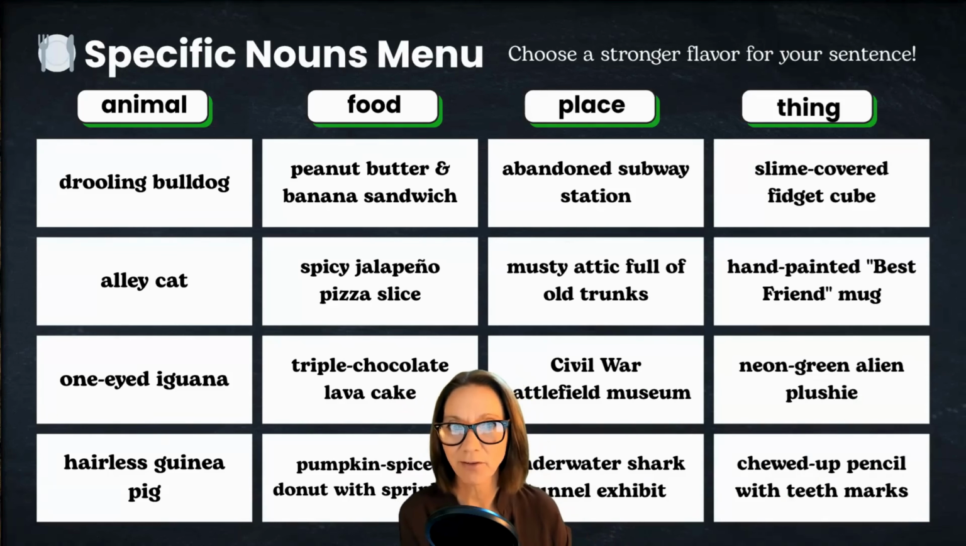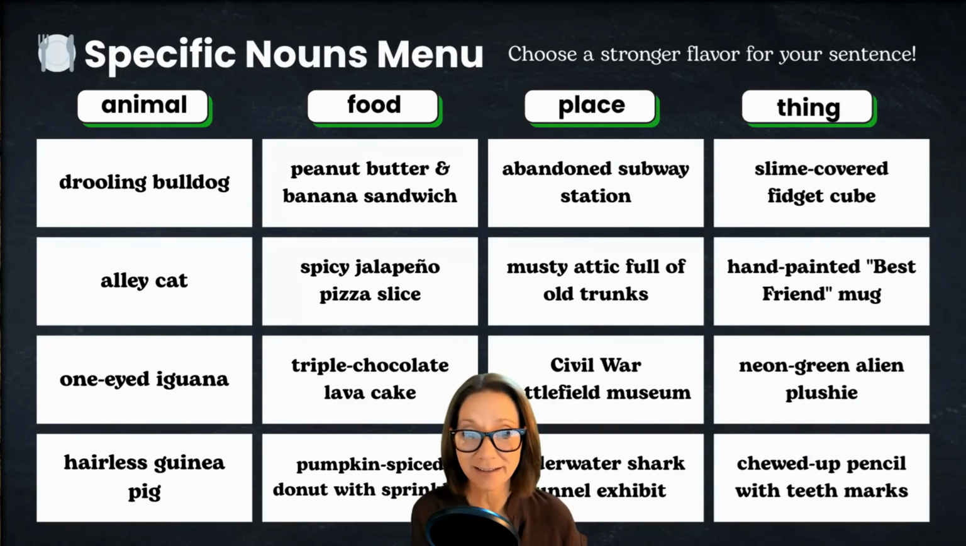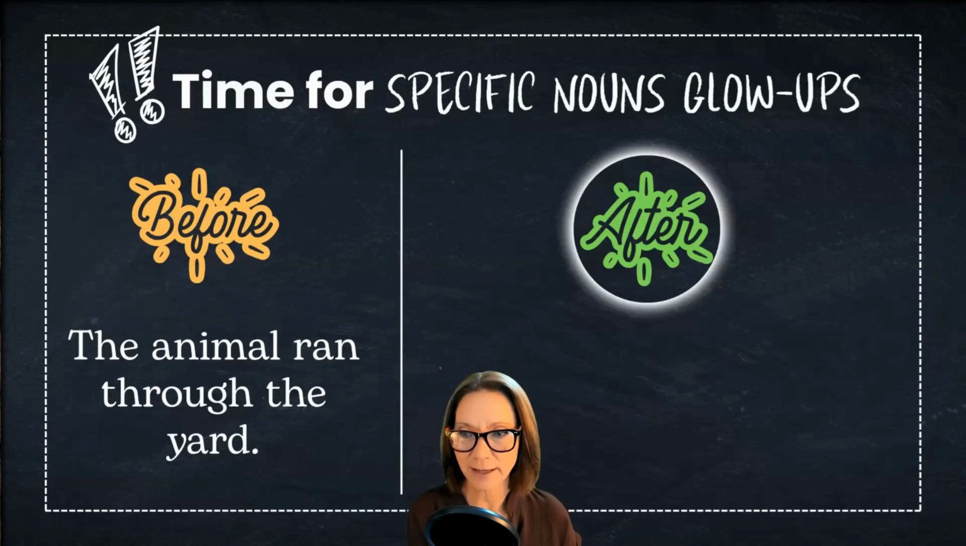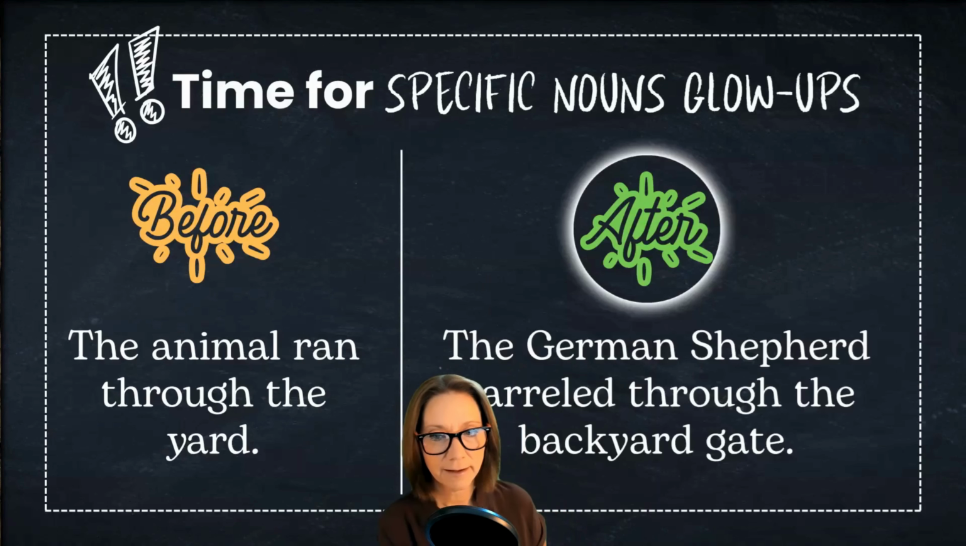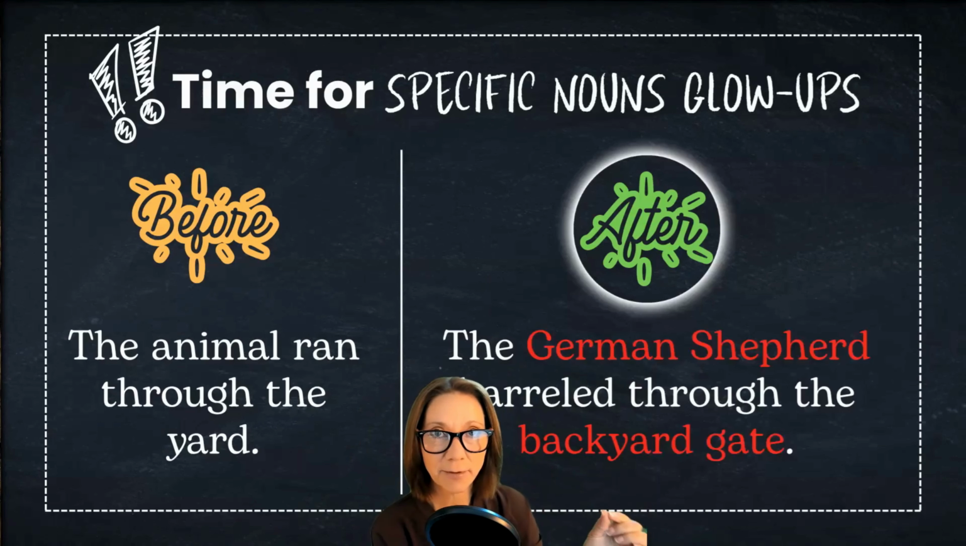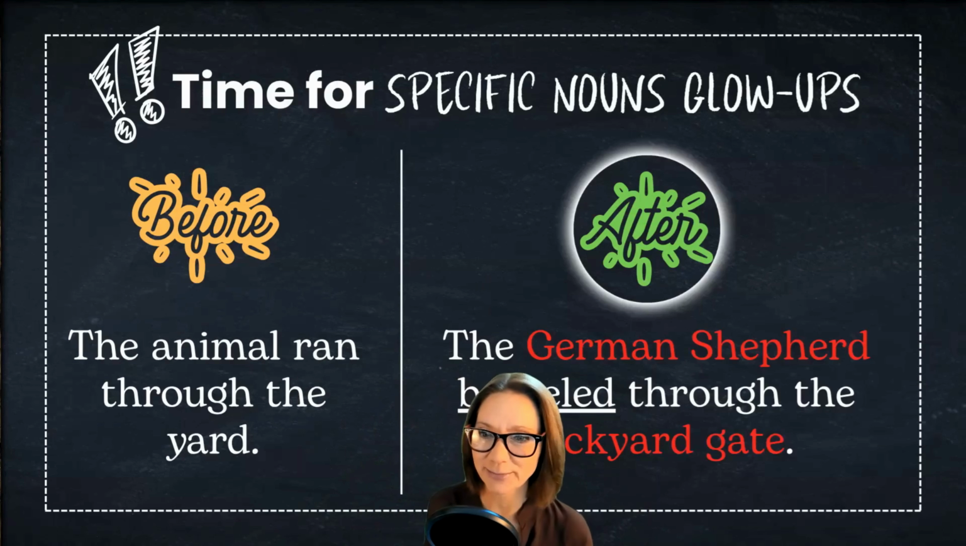And finally, here's some other things. Slime-covered fidget cube, a hand-painted best friend mug, a neon green alien plushie, chewed up pencil with teeth marks. Very specific. So let's glow this up. The animal ran through the yard. Bland. How about the German Shepherd barreled through the backyard gate? So we've got a specific noun for the type of dog and that it's not just coming in, but through that backyard gate. And ta-da, a strong verb.